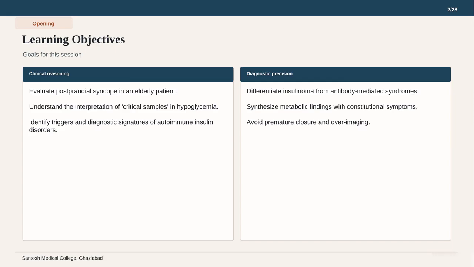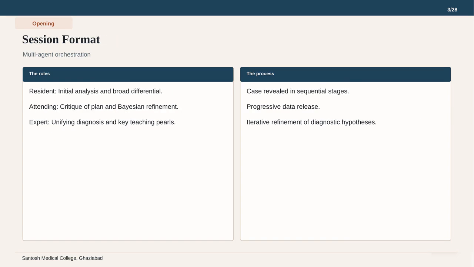To understand how we will tackle these goals, we should review the structure of our multi-agent discussion. Notice the format outlined in the two panels here. We are using a multi-agent orchestration to simulate a real medical team. The left panel details the roles: a resident providing initial analysis, an attending offering critique and Bayesian refinement, and an expert delivering the unifying diagnosis and teaching pearls.